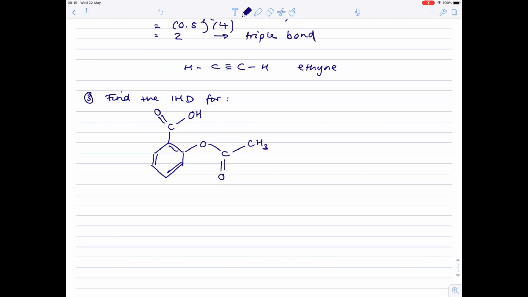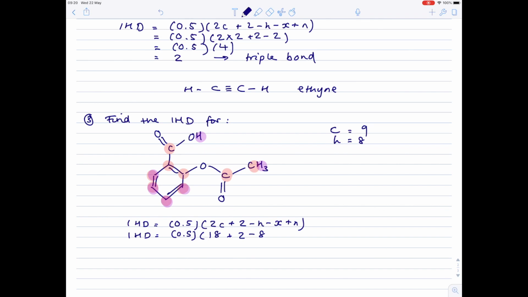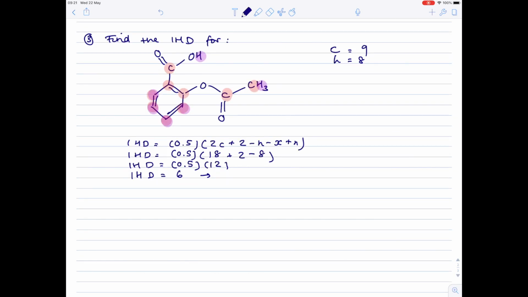So now we're going to find the IHD for aspirin. So what do we have here? I'll write out the formula again. How many carbons do we have? Let's use the highlighter. There's 1, 2, 3, 4, 5, 6, 7, 8, 9. The number of hydrogens is 1, 2, 3, 4, 5, 6, 7, 8. We don't have any halogens and we don't have any nitrogens. So 2 times 9 is 18, plus 2 minus 8 for the hydrogens. Sort out that bracket. 18 plus 2 is 20, minus 8 is 12. So therefore, the hydrogen deficiency is 6 and aspirin has 1 ring and 5 double bonds.